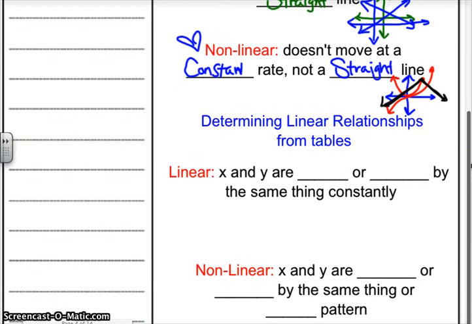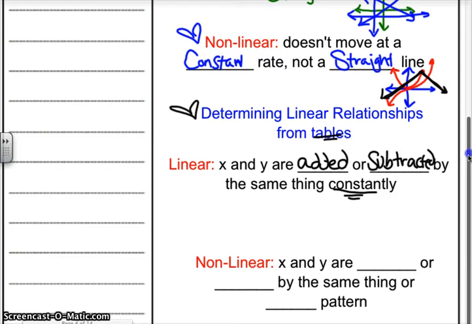How you're going to apply linear and nonlinear vocab, you're going to determine if you have a linear relationship from tables. You need to know how. With linear, x and y are added or subtracted by the same thing constantly. The key word is constant. You have to check every value and see if they're changing by the same thing always. If not, they're nonlinear.